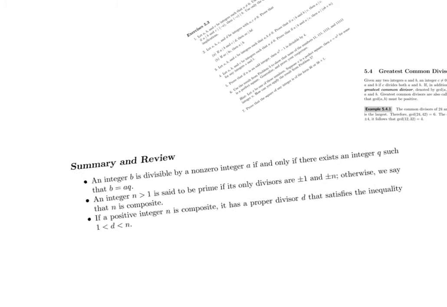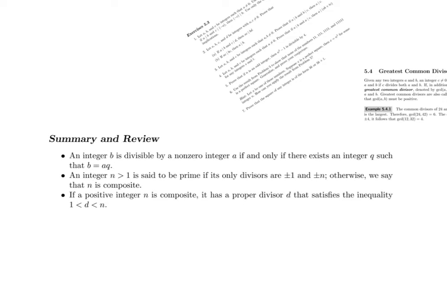All right, what did we talk about in section 5.3 here? Well, we said an integer b is divisible by a non-zero integer a if and only if there exists an integer q such that b equals aq. We had other phrases and other notation related to that. So, quick review.